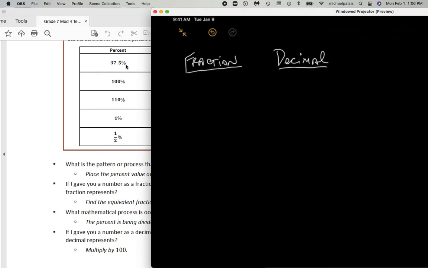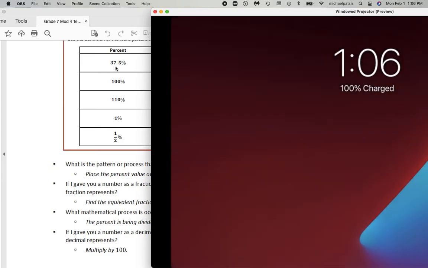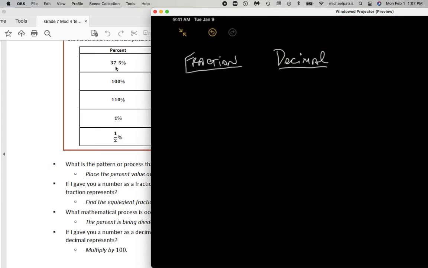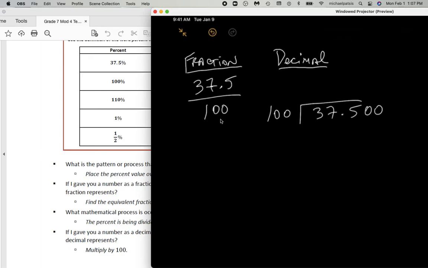First thing I do is I see that percent sign. That means that I'm allowed to put that over 100. So 37.5% is the same thing as 37.5 over 100. Okay, now how do I get to the decimal? There's two ways we could do it. We can do long division. We could put 37.5 in the box with 100 on the outside, add some zeros, put our decimal point on top.